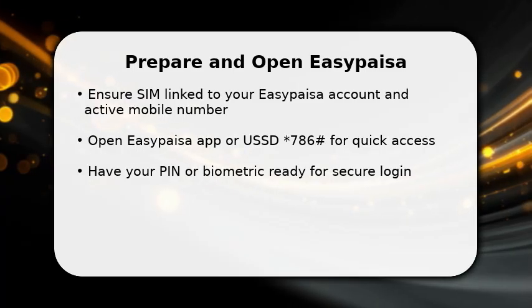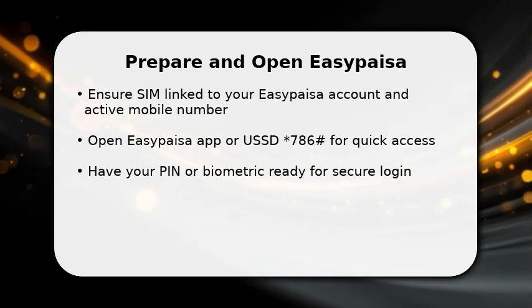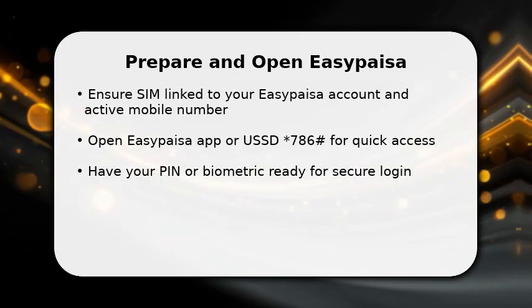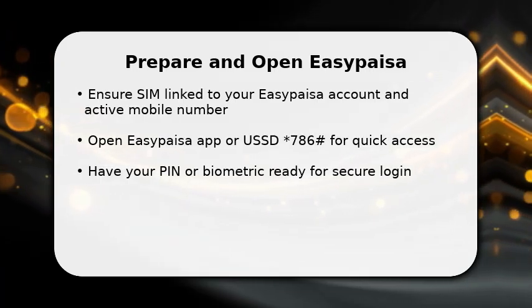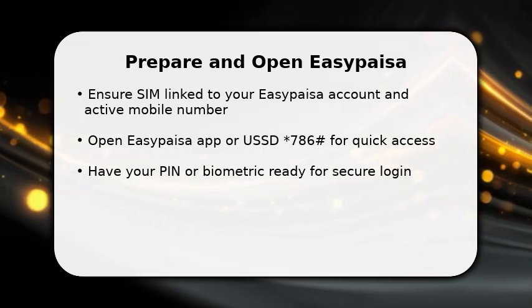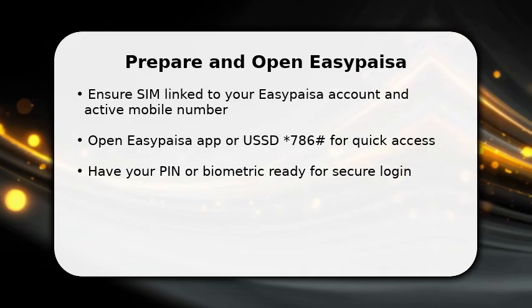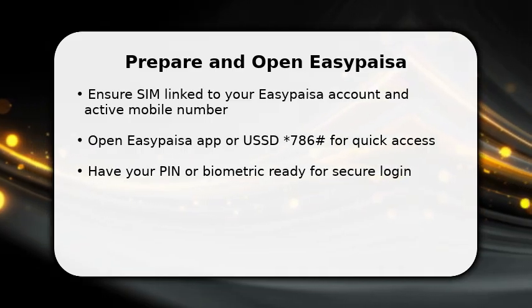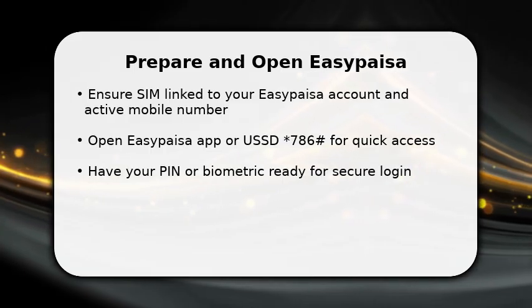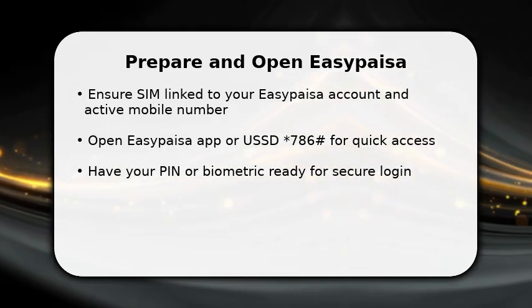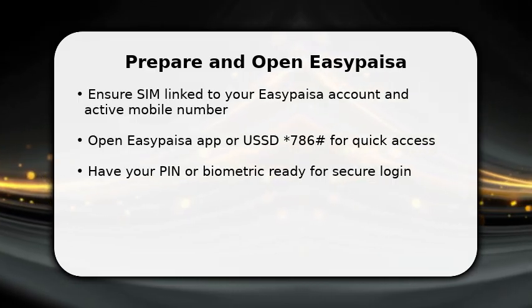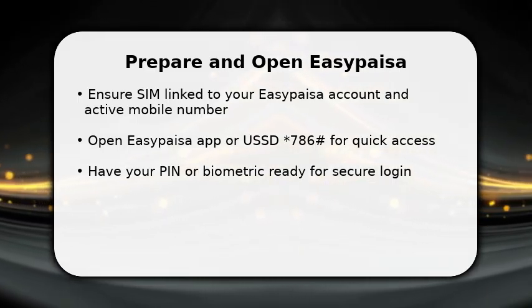You start by confirming the mobile number and SIM linked to your Easypaisa account. This prevents mismatched logins. Once done, open the Easypaisa app or dial the USSD code *786# if you prefer not to use data. Make sure your app is updated to the latest version and have your PIN or fingerprint ready for authentication. This speeds the process and avoids interruptions from security prompts, so you can move straight to viewing transactions without delays.